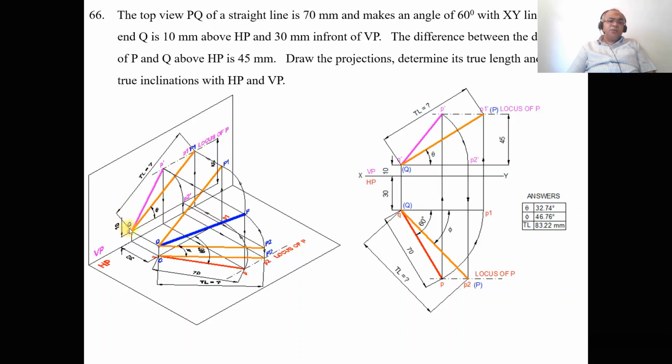So this is our capital Q and capital P1. So now the line is in true length. So measure the inclination theta here. Similarly, when you are trying to find out the true length in the horizontal plane, so how to find out that?